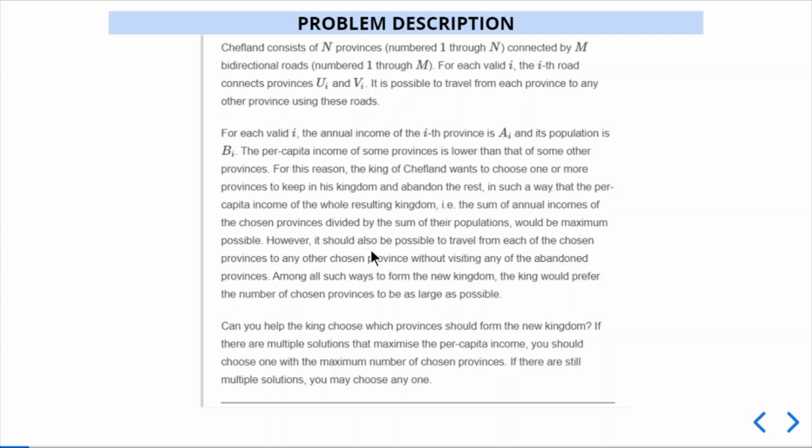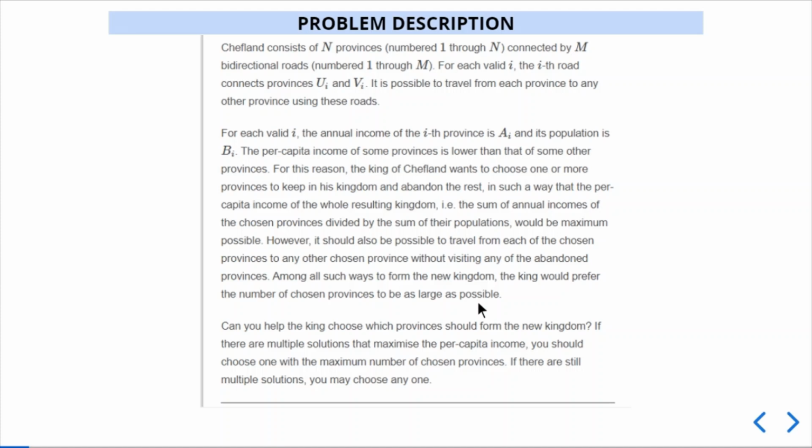Also, it should be possible to travel between the chosen provinces. Each and every chosen province must have a way to get to any other chosen province. Among all such ways to form the new kingdom, the king would prefer the number of chosen provinces to be as large as possible. So he wants all the provinces such that the per capita income is maximized, he can travel from one province to another, and the number of provinces in the kingdom is maximum.